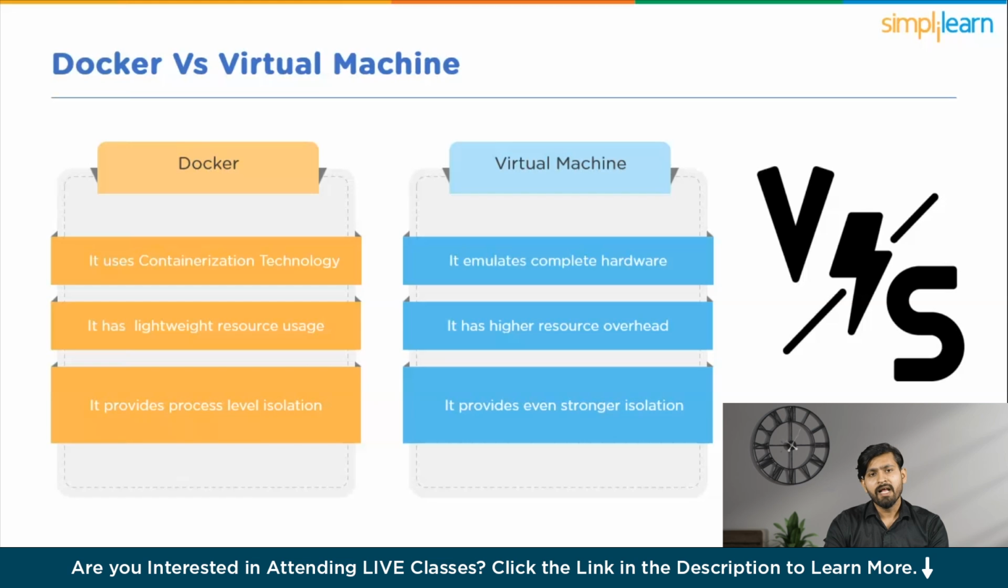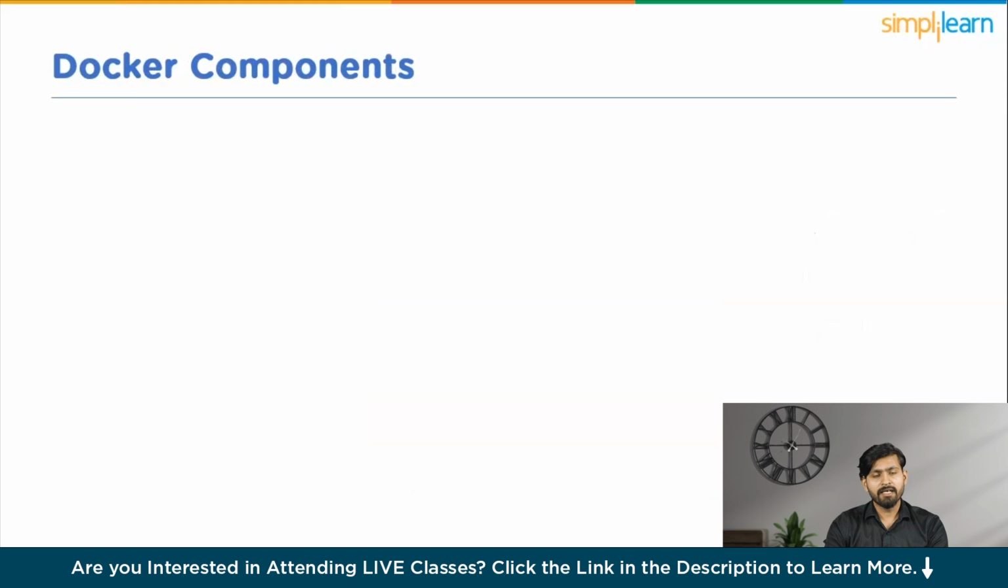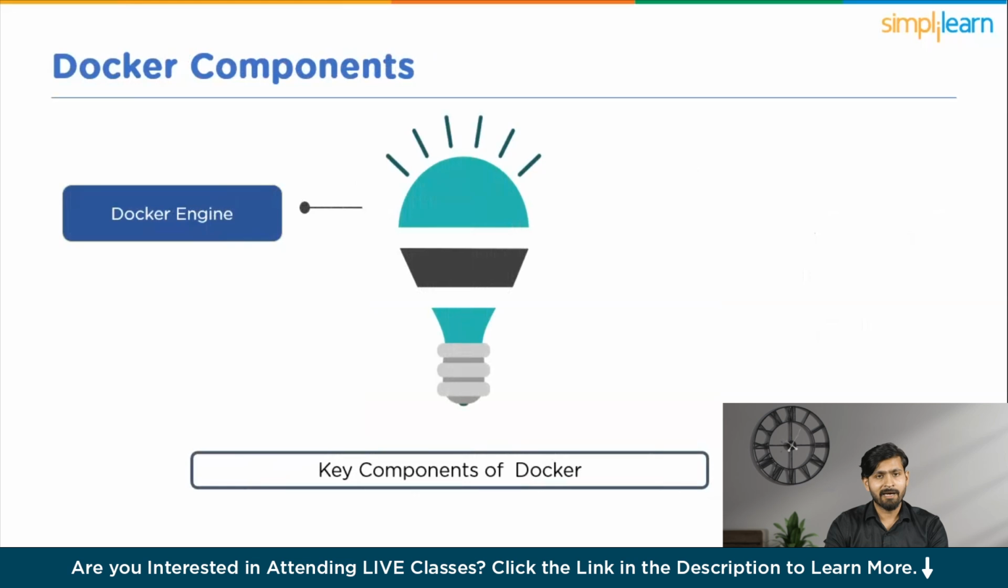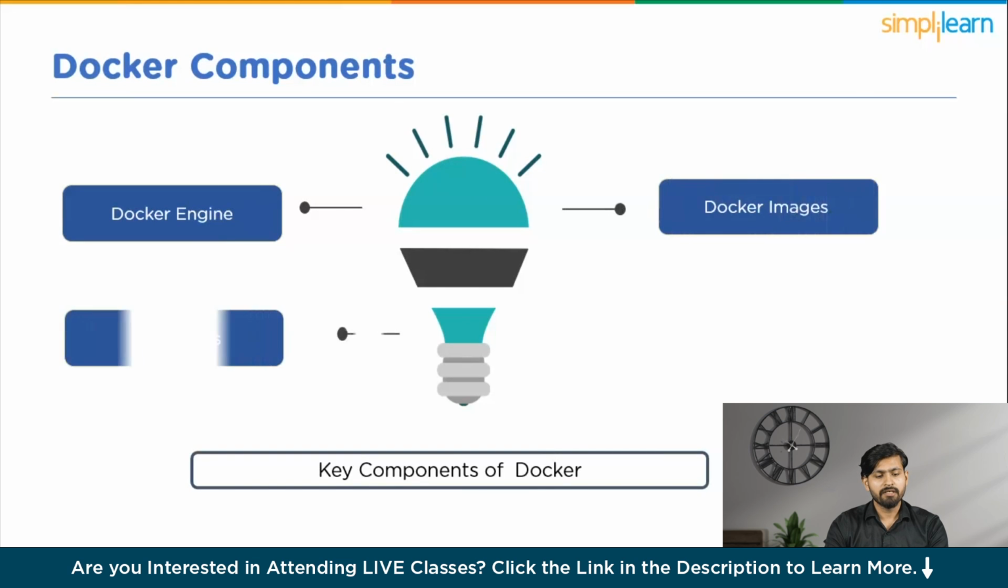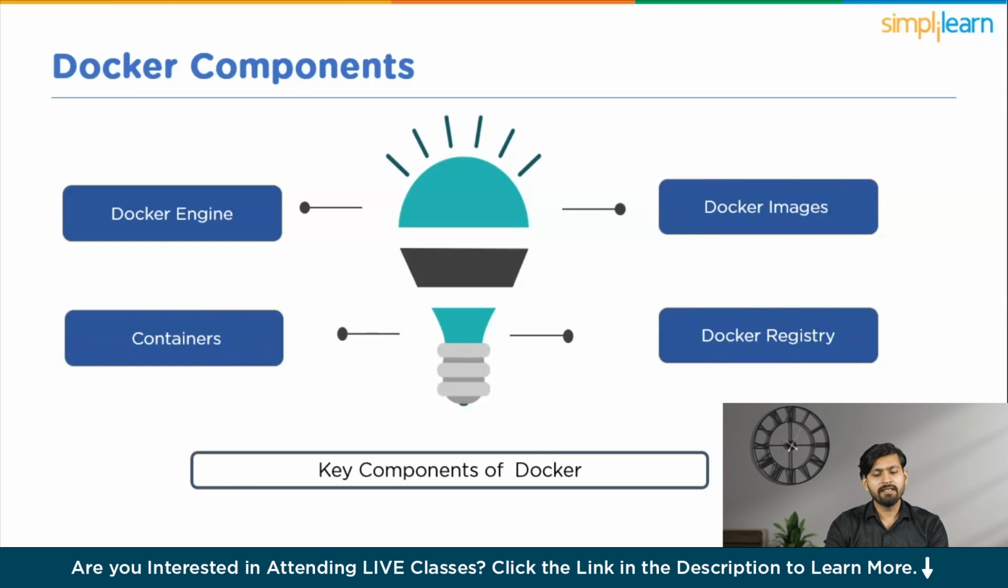Now, we'll move on and understand Docker components, where we will discuss Docker engine, Docker images, containers, and Docker registry. So guys, Docker has 4 important components. The first one is Docker engine, then Docker images, next comes containers, and there is Docker registry. Now let us discuss each one of them one by one.